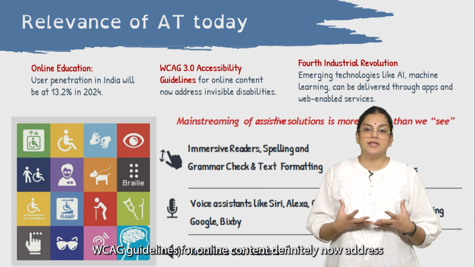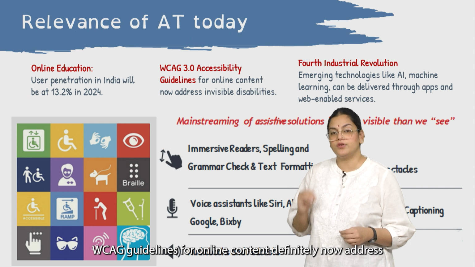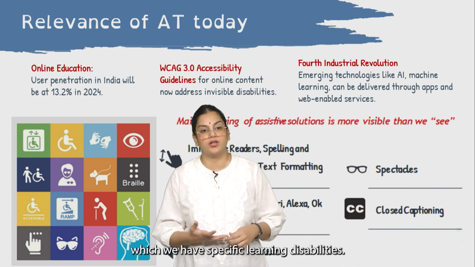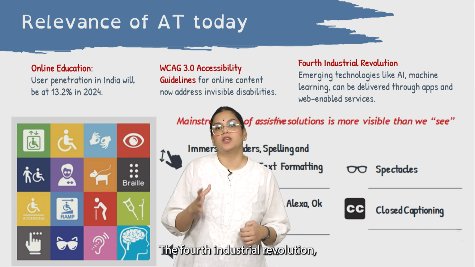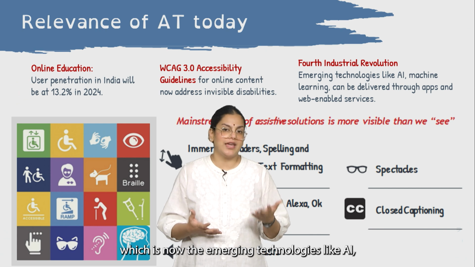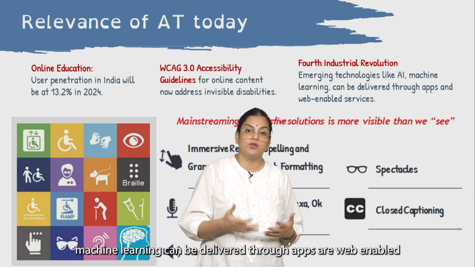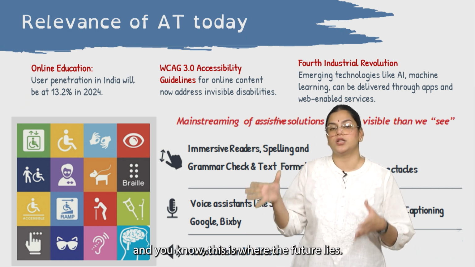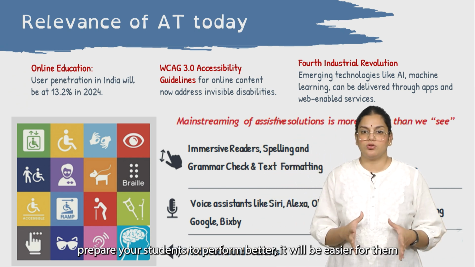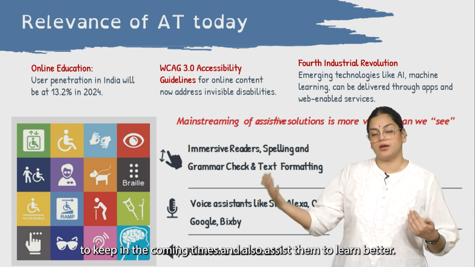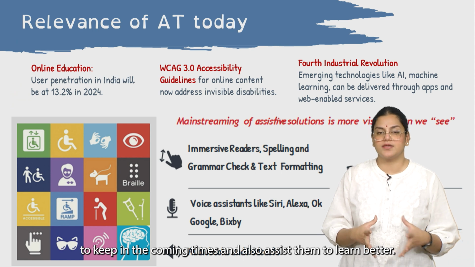WCAG guidelines for online content definitely now address invisible disabilities, under which we have specific learning disabilities. The 4th industrial revolution, which is now the emerging technologies like AI, machine learning, can be delivered through apps, are web enabled, and you know this is where the future lies. If you right now prepare your students to perform better, it will be easier for them to seep in the coming times and also assist them to learn better.